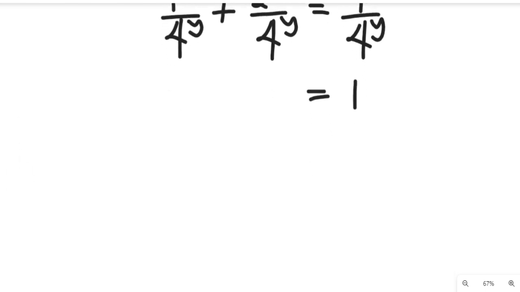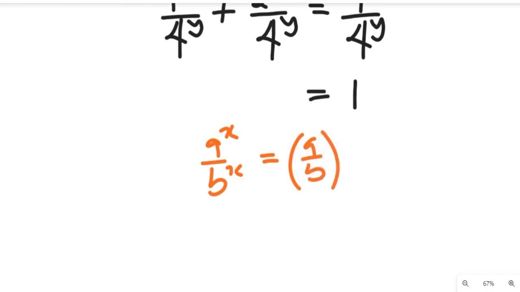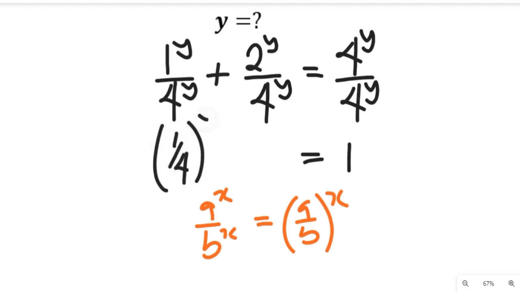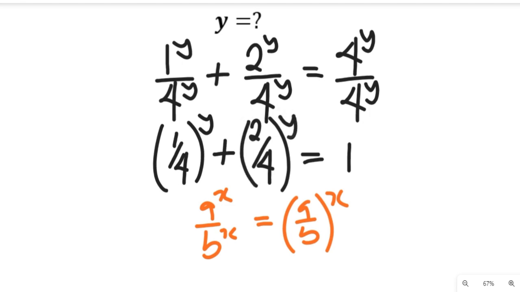In the law of indices, if you have a to the power of x divided by b to the power of x, it can be equal to a divided by b, all to the power of x. So if we apply that over here, we're going to have 1 divided by 4, all to the power of y, plus 2 divided by 4, all to the power of y.